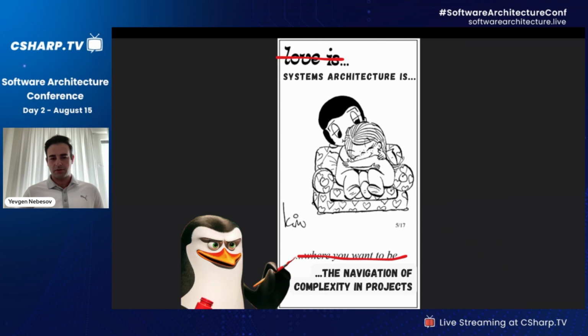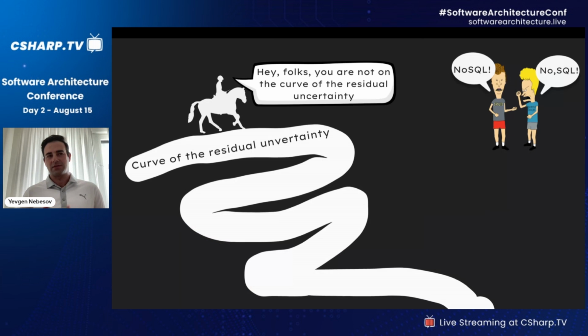And after reading a lot of definitions of systems architecture, I found the one which was the most appealing to this reality: systems architecture would be the navigation of complexity in projects. And I would visualize the role of a systems architect as someone who writes the curve of the residual uncertainty, because the complexity comes from uncertainty, and the role of a systems architect would be to write this curve of residual uncertainty and to understand the sources of the uncertainty.